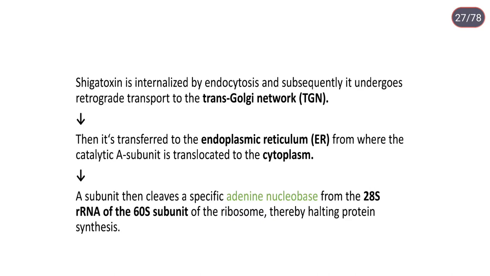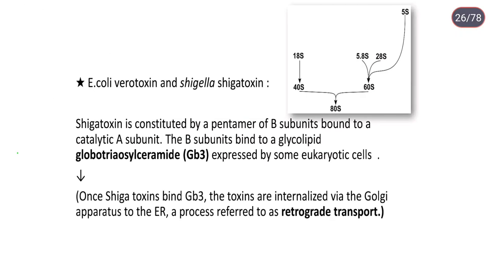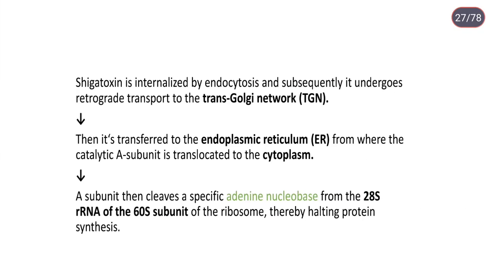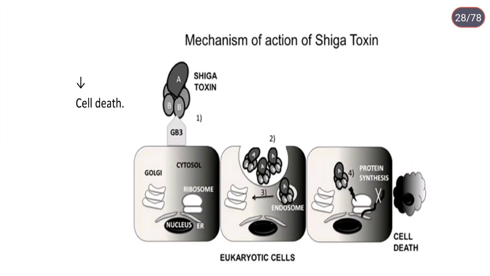So that is how the Shigatoxin and the Escherichia coli verotoxin and enterotoxin work here. First bind to the GB3, then internalized by the retrograde transport, and from releasing to the cytoplasm, it causes the cleavage of adenine base from the rRNA, which causes the rRNA to get inactivated and thus halt the protein synthesis and cell death occurs. So this is the same mechanism shown here.